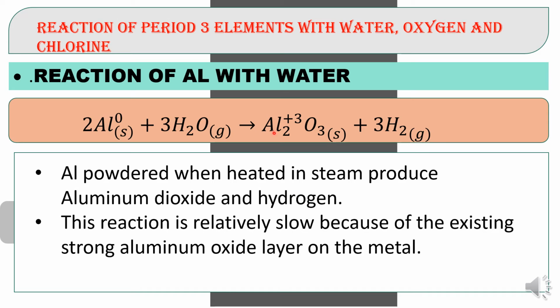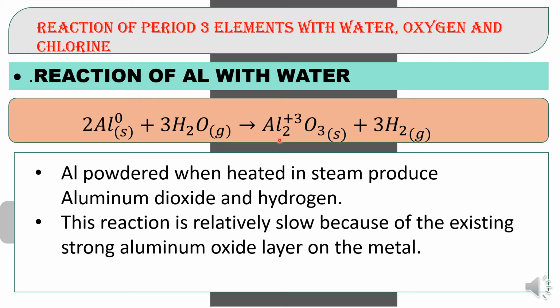Now this reaction is slower than that of magnesium, because you can see that in the reactant the oxidation state of aluminium metal is 0, and in the product the oxidation state of aluminium in aluminium oxide is +3. It means 3 electrons are lost by aluminium metal. For this losing of electrons from the valence shell, too much energy is required. It means that aluminium ionized 3 times.